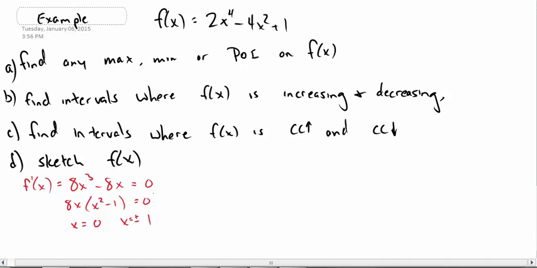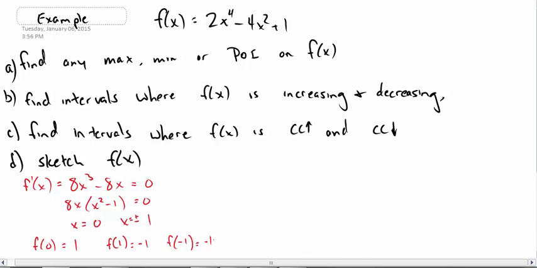And since we're actually going to be graphing this, I want to know what the function values are. I want ordered pairs. So f of 0 is 1. F of 1 is negative 1. And f of negative 1 is negative 1. So what I know right now is that 0, 1 is a point on the curve. 1, negative 1 is a point on the curve, and negative 1, negative 1 is a point on the curve.